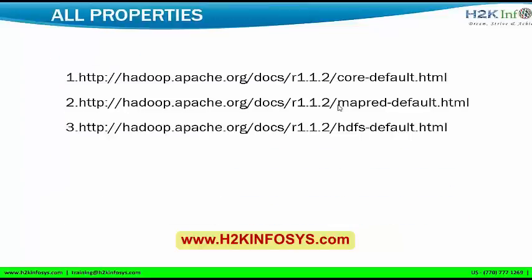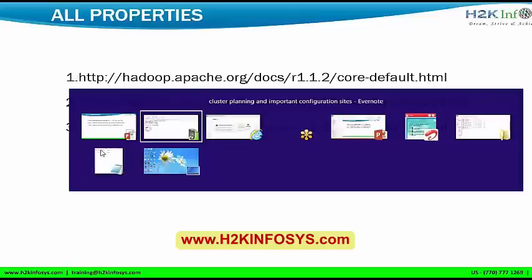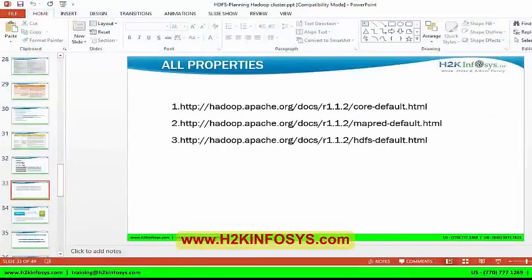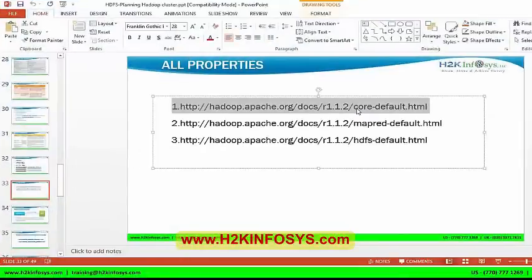Whatever properties we have seen till now for each of the site files are very minimal. There will be hundreds of properties that can be declared in each of the sites. These are the default links that will show you how many properties there are and how many types of configurations we can give as per our wish. Maybe you can connect to any one of these and see also. Let me show you one single thing.